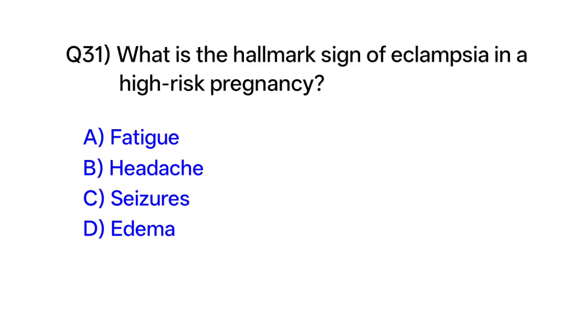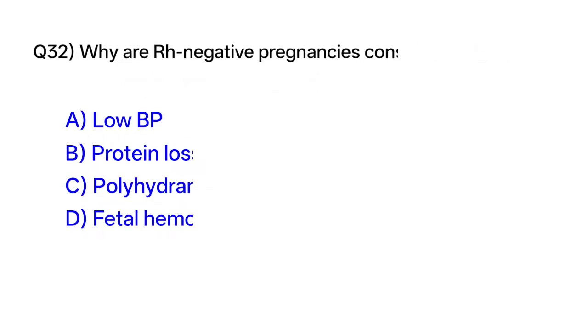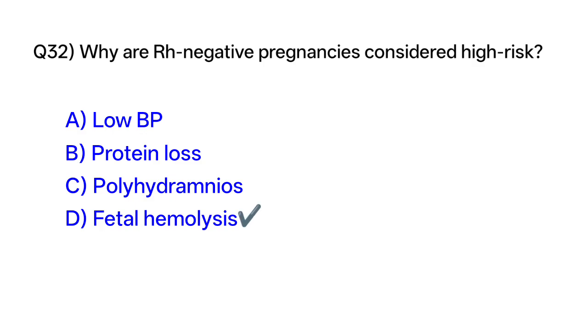Question number 31. What is the hallmark sign of eclampsia in a high risk pregnancy? The correct option is C. Seizures. Question number 32. Why is an Rh negative pregnancy considered high risk? The correct option is D. Fetal hemolysis.